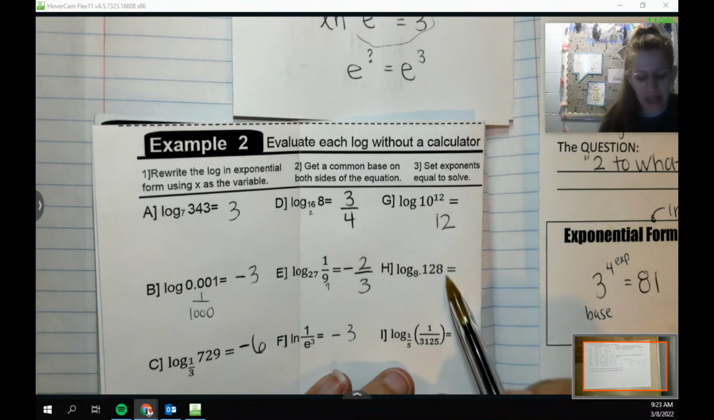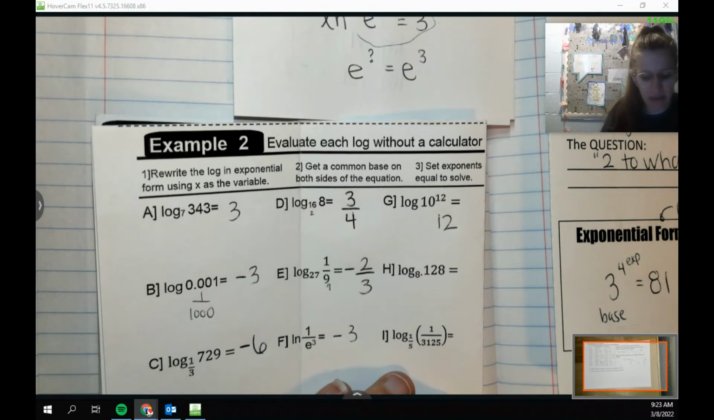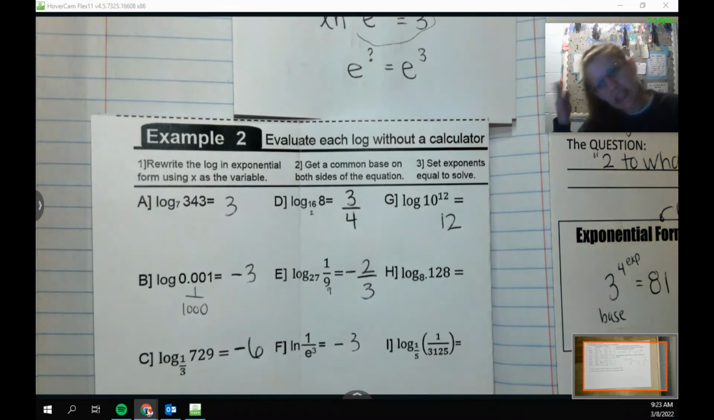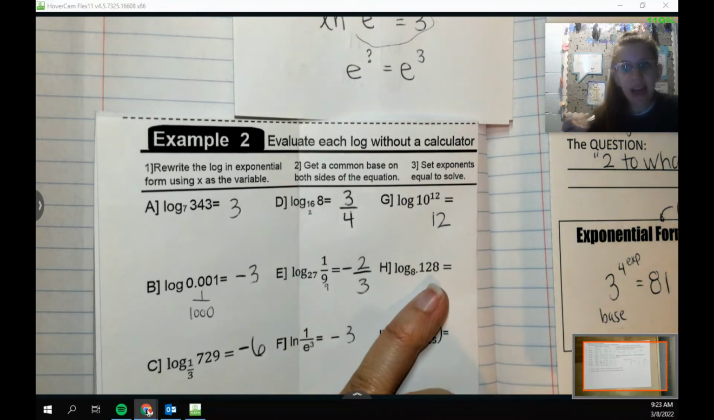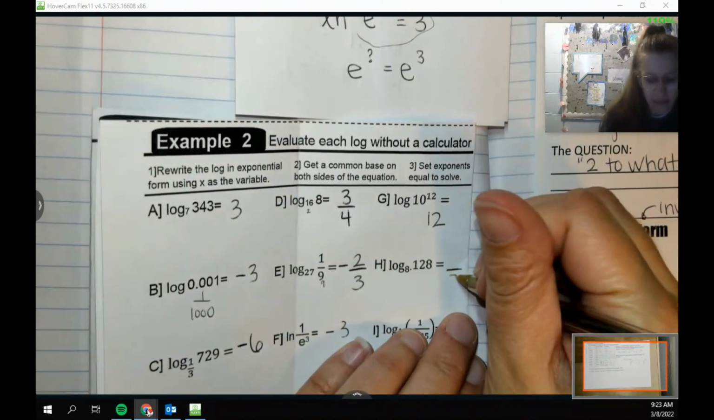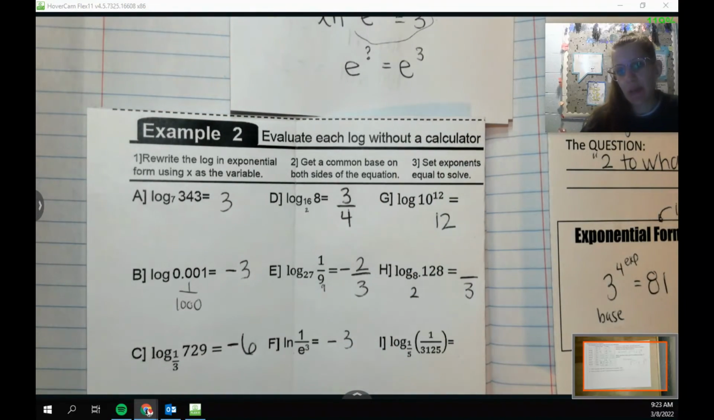Log base 8 of 128 is asking me 8 to what power is 128? Like 8 times 8 is 64, and then times another 8, I don't think we're getting there. So 64 times 8 is 512, which is too big. So I think I have to root it. And I can't square root 8, I can only cube root 8. So now it's 2. And then 2 to what power is 128? So I can probably get there.